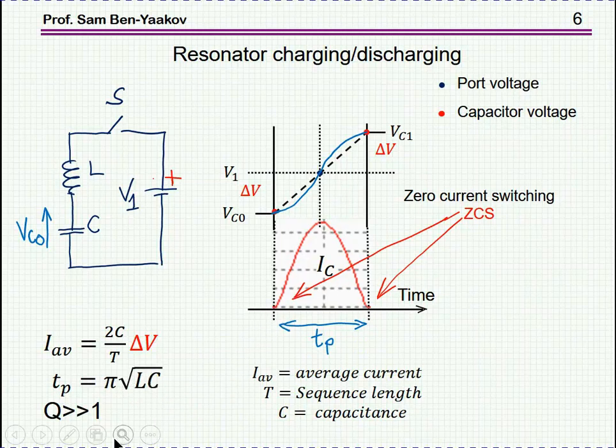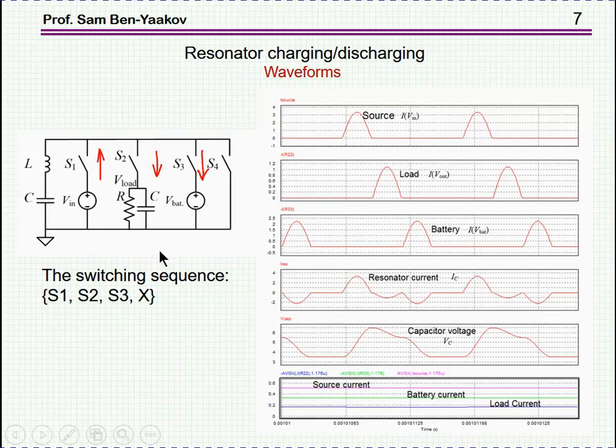Now this is correct, of course, for a high quality factor circuit, that is, the losses are relatively low, so that we'll have a nice sinusoidal waveform. So here, in this particular case that I've discussed earlier, we have a source, a load, and a battery. The switching states are S1, S2, S3, S1, S2, S3, and then nothing. S4 at this stage is not involved. What will happen is that when S1 is on, then we'll have energy coming off the source. We see here this current of the source.